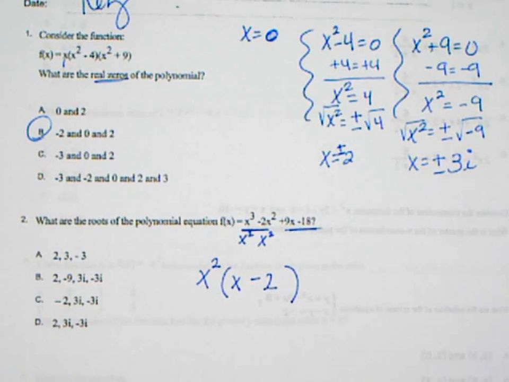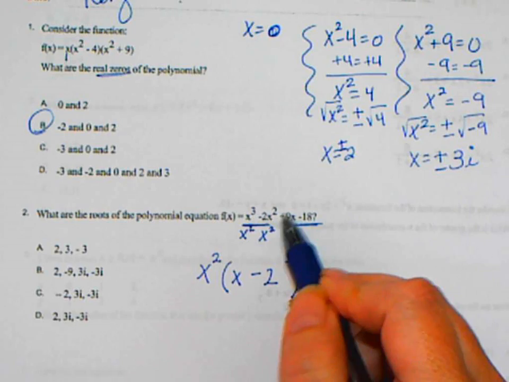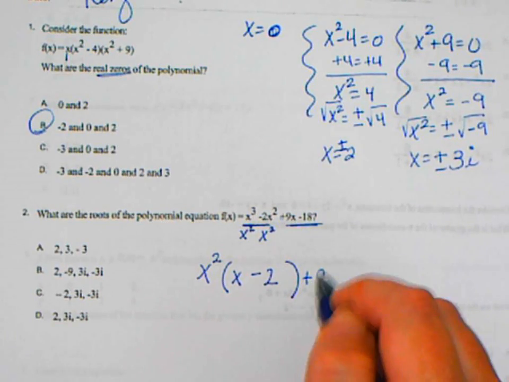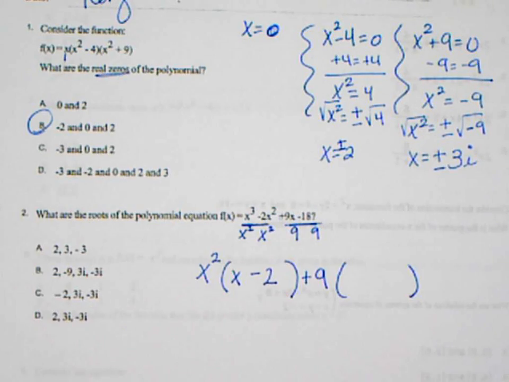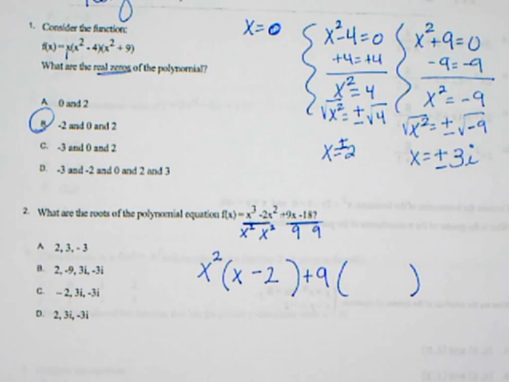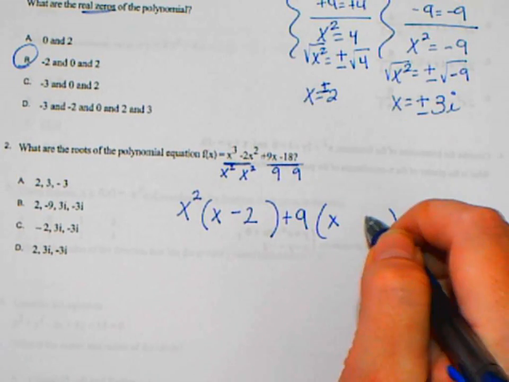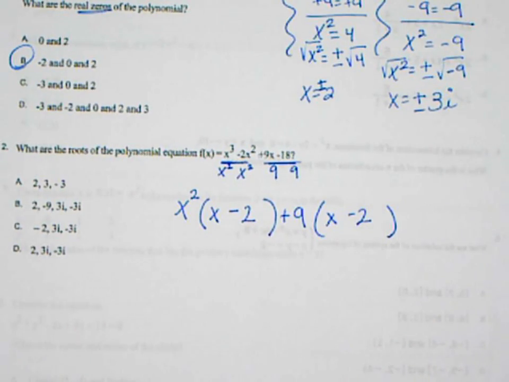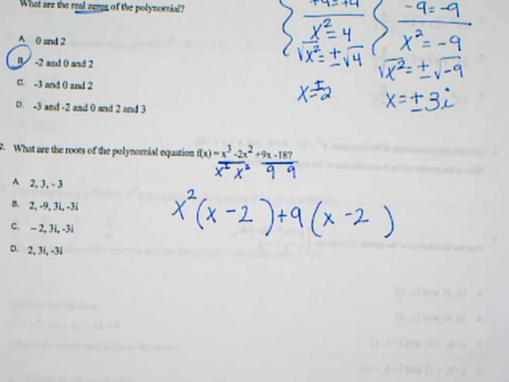In my second group, what's a GCF? 9. And whatever the sign is of that first term, that's the sign I'm going to take. So I'm going to divide out a 9. What's 9x divided by 9? X. And negative 18 divided by 9? Negative 2. Now, if what is inside parentheses is identical, then this way will work. If it's not, then it won't work.